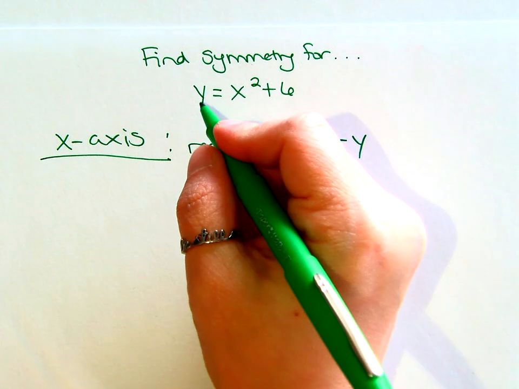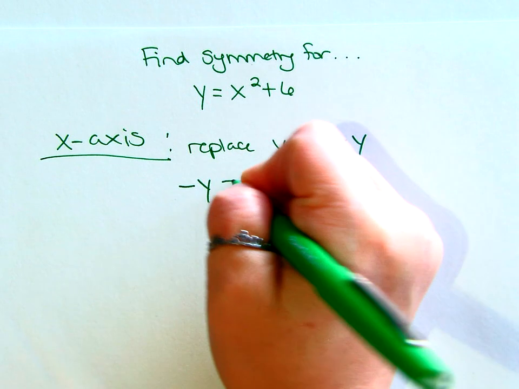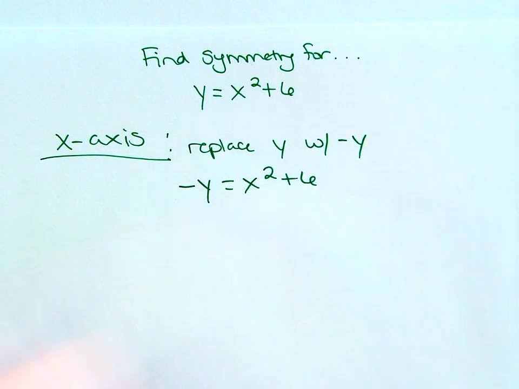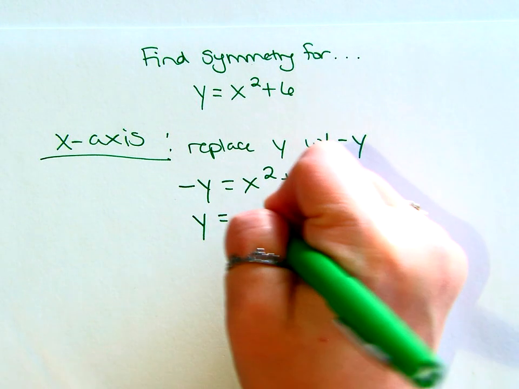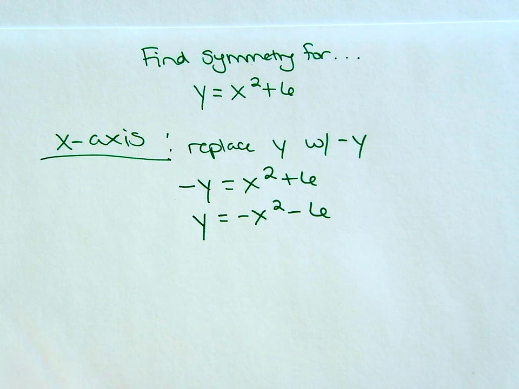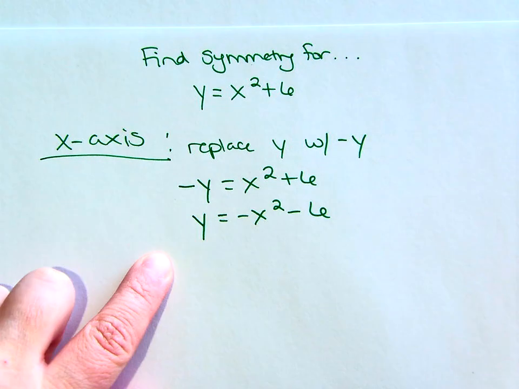So instead of y equals x squared plus 6, I'm now going to have negative y equals x squared plus 6. I need it to be y equals, so I'm going to multiply everything by a negative 1. That'll get rid of the negative. Now I have y equals negative x squared minus 6. Does that look like our original equation? Nope. It does not equal this one. And since they're not equal, it's not symmetric to the x-axis.